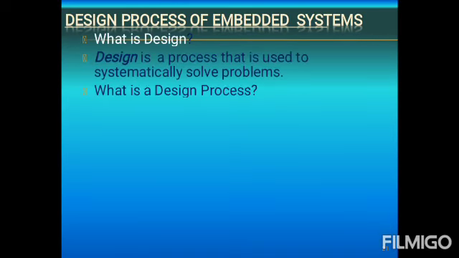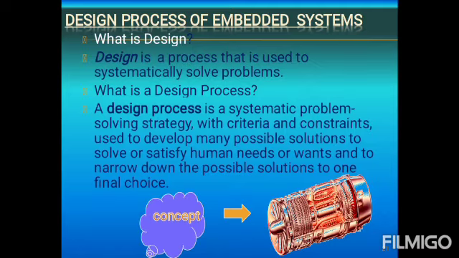Next, the design process of an embedded system. What is design? Design is a process that is used to systematically solve problems. What is a design process? A design process is a systematic problem solving strategy with criteria and constraints used to develop many possible solutions to solve or satisfy human needs or wants, and to narrow down the possible solutions to one final choice. We have to design an embedded system that should solve the needs of the people. With so many solutions available, we have to find out which is the best solution. That is the design process.